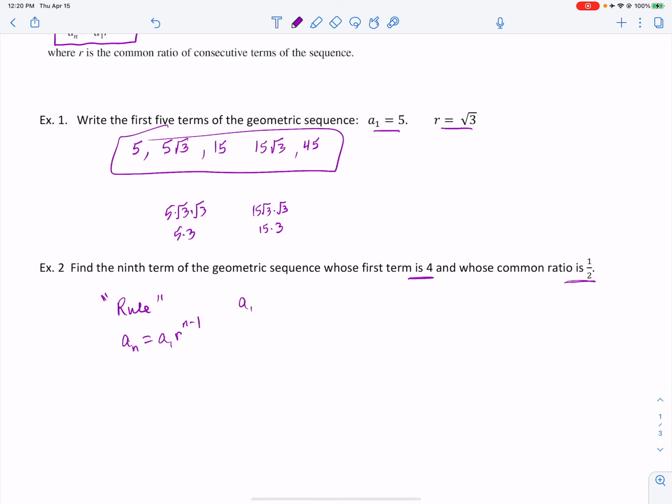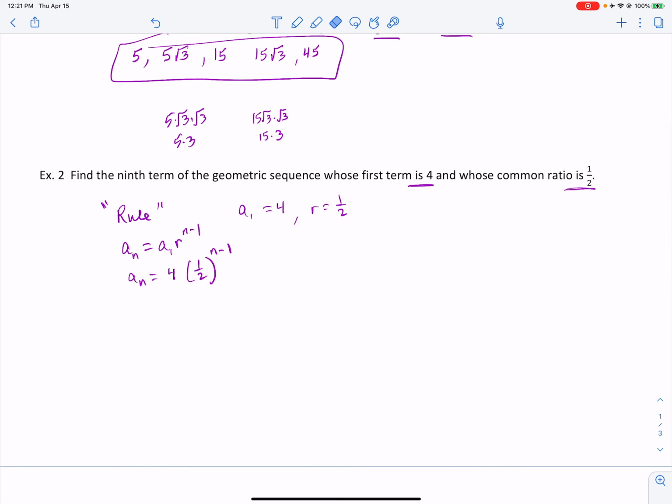We know here that a sub 1 is 4 and that r is 1/2. So my general rule for the nth term is 4 times (1/2) to the n minus 1. That is not 2 to the n minus 1. You have to take the powers before you multiply by 4, so you cannot multiply the 4 times the 1/2 first. Just a warning on that. The best you can get is a sub n is 4 times (1/2) to the n minus 1.